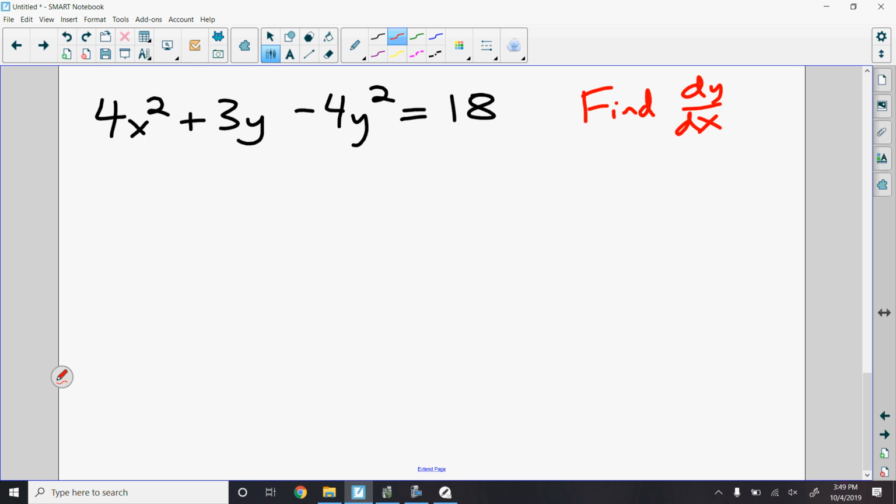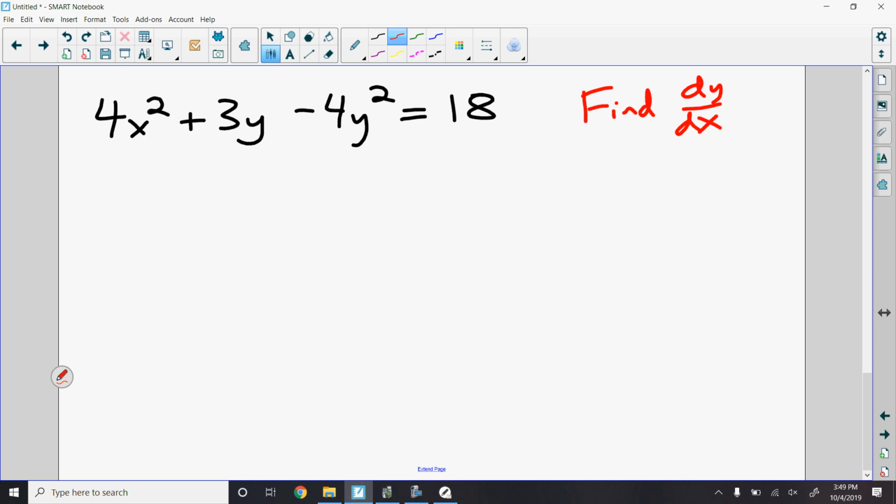So taking a look here, I just need to differentiate every term. I'm going to do x's normally. Anytime I do the derivative of a y, I'm going to multiply by dy dx. Again, the only rule that's going to apply here is the power rule. Then I'm going to isolate dy dx and simplify if I can.